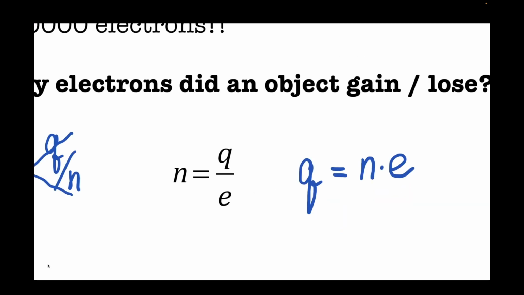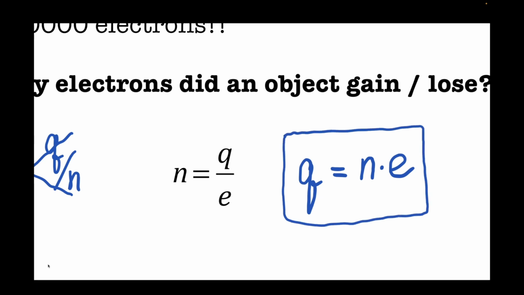So two questions. How to figure out the charge, if you know the number of electrons gained or lost, this is the formula you're going to use. You're going to multiply the number of electrons that were gained or lost by the charge of an electron, which is negative 1.6 times 10 to the negative 19. And then if you wanted to know how many electrons were lost or gained, you're looking for the number, so you won't have any units there. You're just going to have a number, and you will take the charge and divide by the electron's charge.